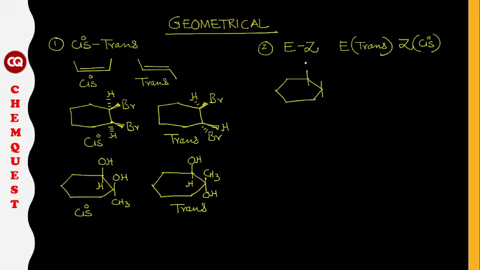First one, OH and H, and bromine and CH3. You have to identify the priority part. OH is 1 and bromine is 1. Hydrogen is lower priority in this case. In this case methyl is lower priority. 1 and 1 are on the same side, then it is Z isomer.